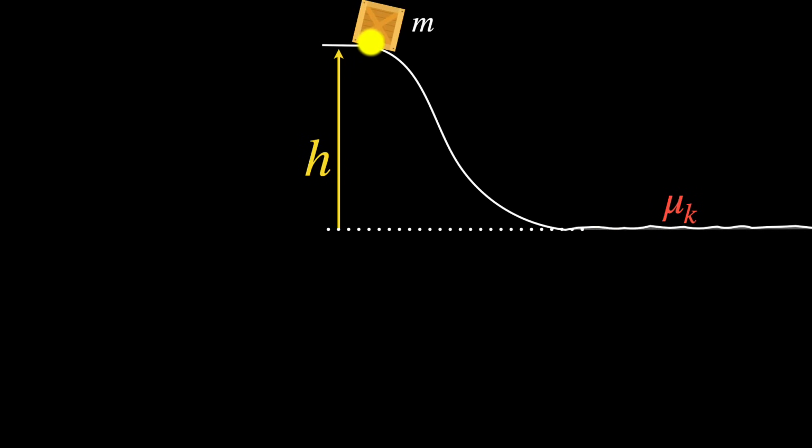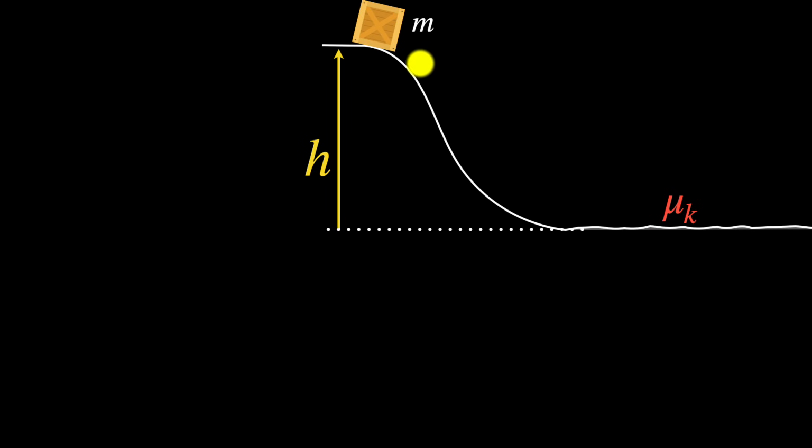Suppose we drop a block of mass m from some height h. What's going to happen? Well, let's say that the ramp is frictionless. There's no force of friction over here. But once you come to this horizontal surface, that is a rough surface. There is friction and the coefficient of sliding friction is mu k.